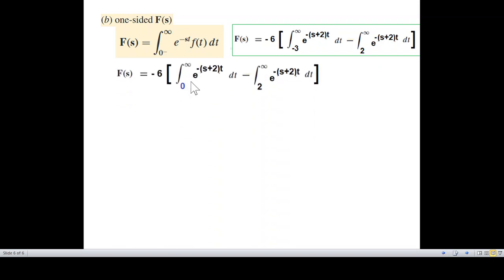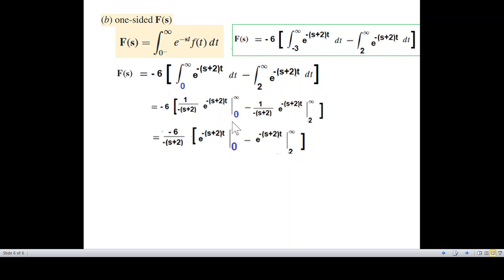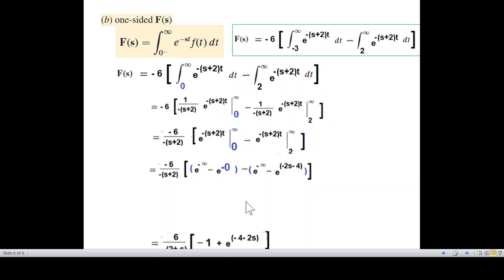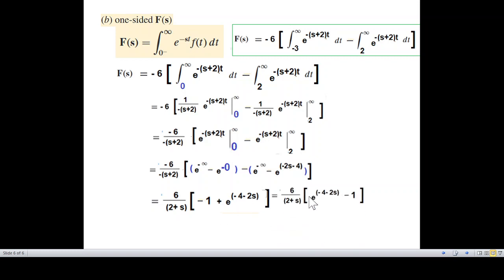So we have put in 0 here, and rest everything is the same as we did, as the limit changes. Taking these two out common and putting the value of 0 and infinity. Now e raised to the power minus 0 is 1. So we'll have 1 here or minus 1 here, and we'll have minus e raised to the power (-4-2s). And we can write the positive term first and the negative term later. So this is our final answer.